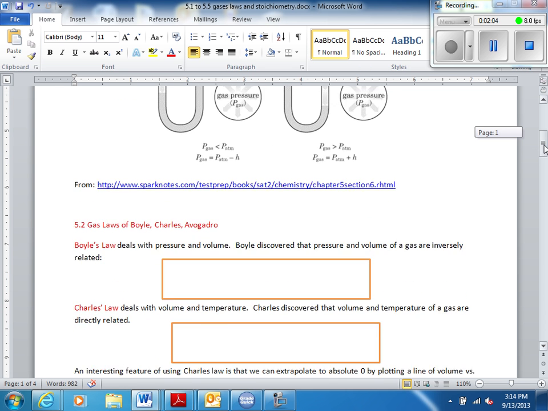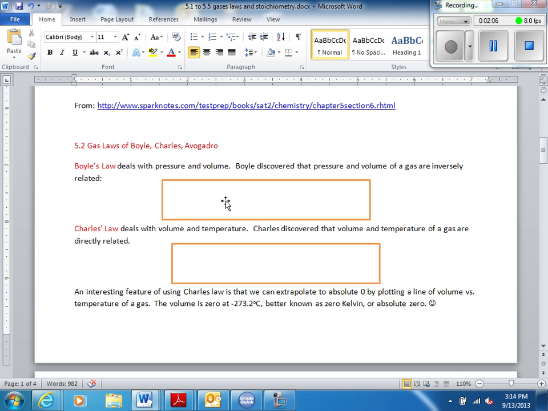All right, gas laws. Boyle, Charles, Avogadro. Boyle's law, pressure, volume. I think it's silly that we ask you to memorize these things, but you're asked to memorize that Boyle's law talks about pressure and volume, and this is Boyle's law. Right there.